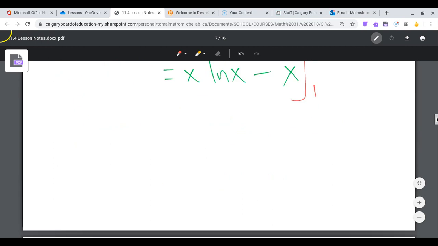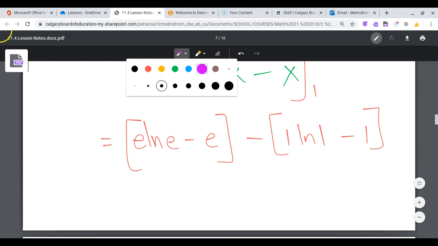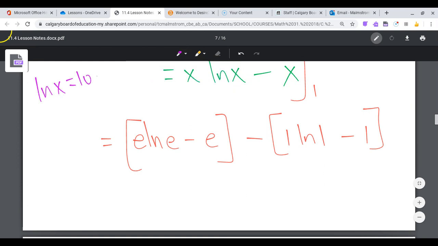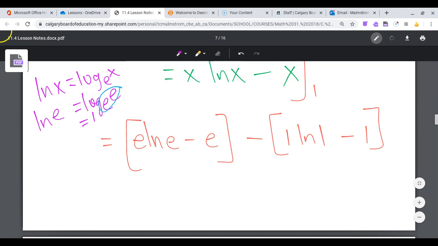All right, so we have that this is equal to e ln e minus e, subtract 1 ln 1 minus 1. That looks a little weird. Okay, so here's a little funky note. Ln x is equal to log x base e. So ln e is equal to log e base e. Well, as long as those two things match, then the answer to that is equal to 1. So that is only equal to 1.